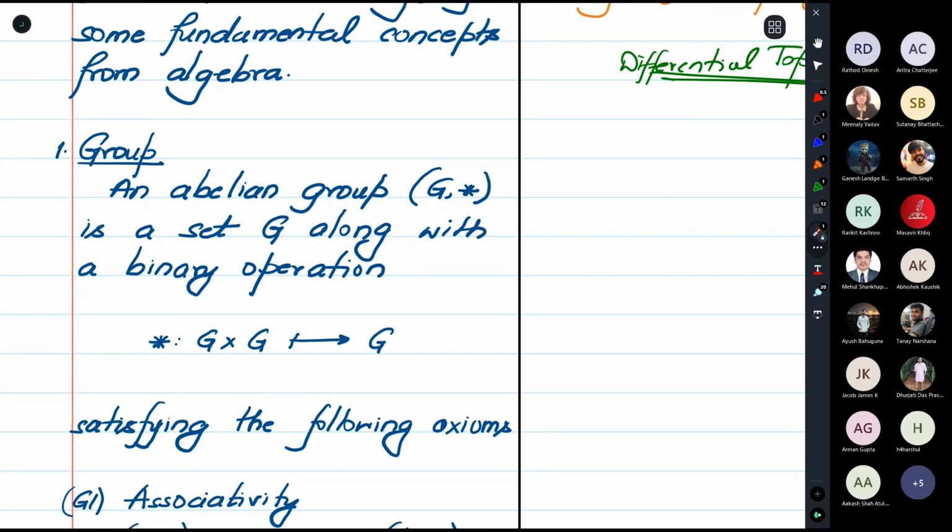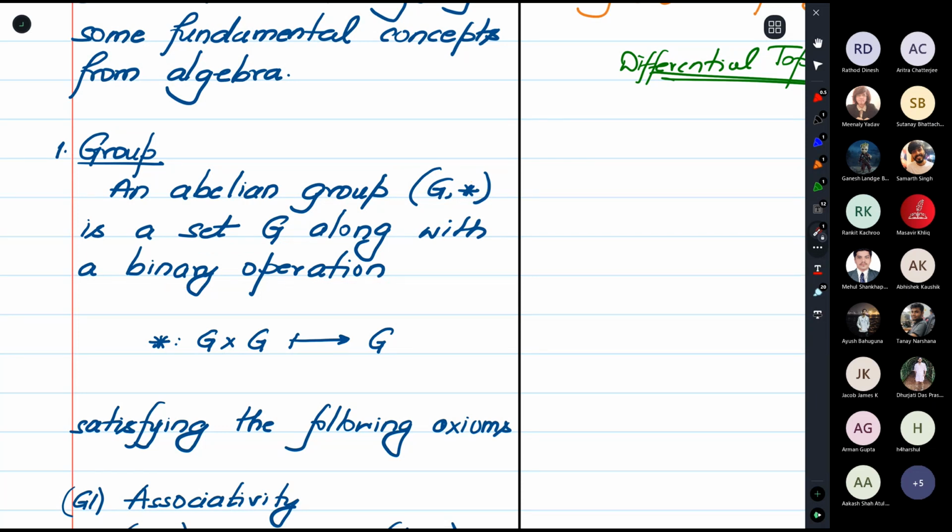Okay, so the first of the things that we will be studying is that of a group. In particular, we will be studying what is an abelian group. So what is an abelian group? Whenever I say an abelian group, what should pop in your mind is a pair. The pair is made up of a set along with an operation. So G over here is some set, and this star over here is a binary operation.